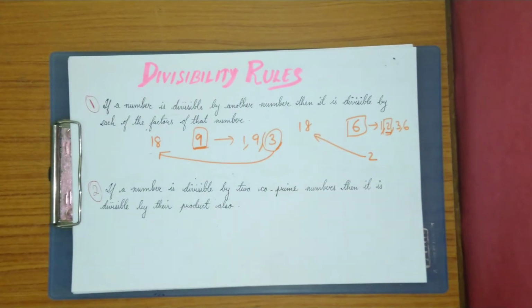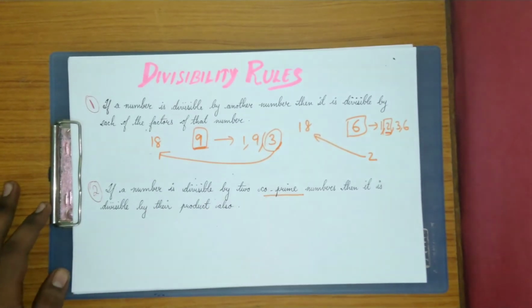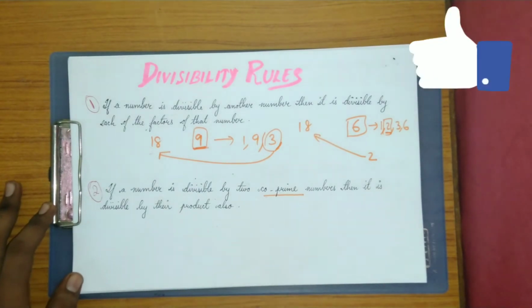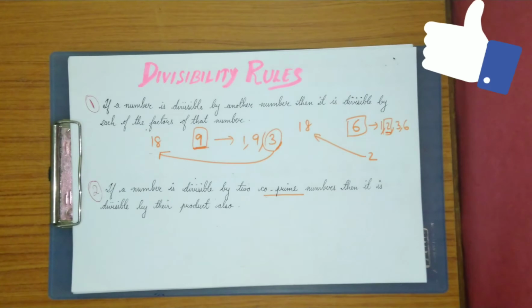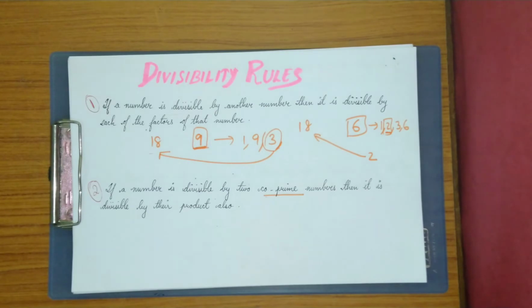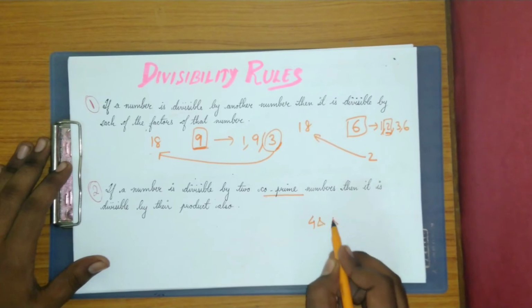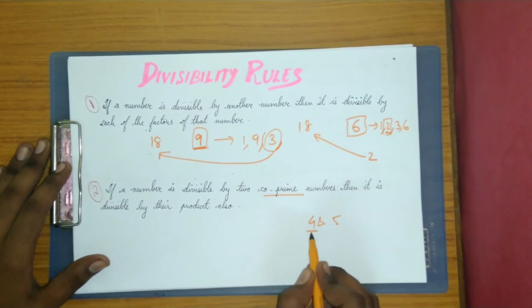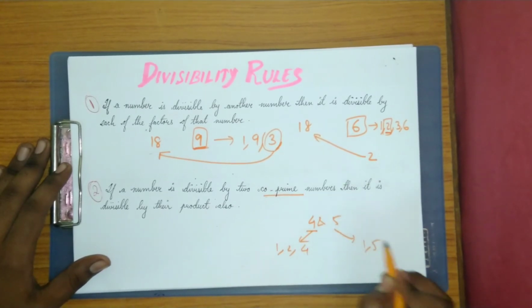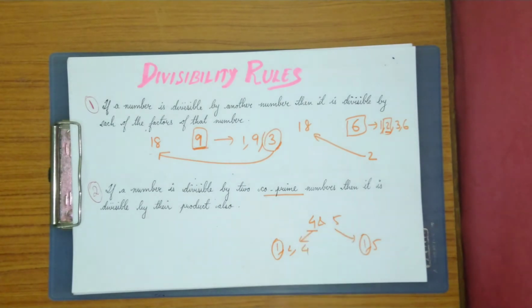What about the second rule? If a number is divisible by 2 co-prime numbers, then it is divisible by their product also. What do you understand by the word co-prime? Co-prime numbers have only one common factor. Suppose we take 4 and 5. The factors of 4 are 1, 2, 4, and the factors of 5 are 1 and 5. There is only one common factor, 1, nothing else. So these two are co-prime numbers.